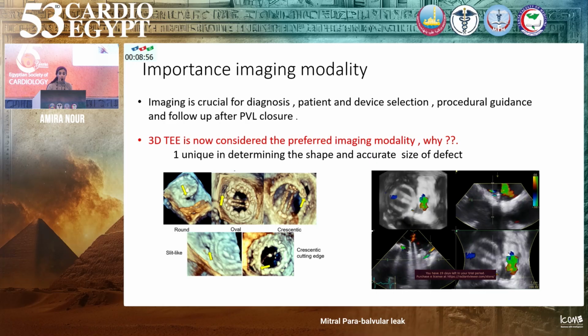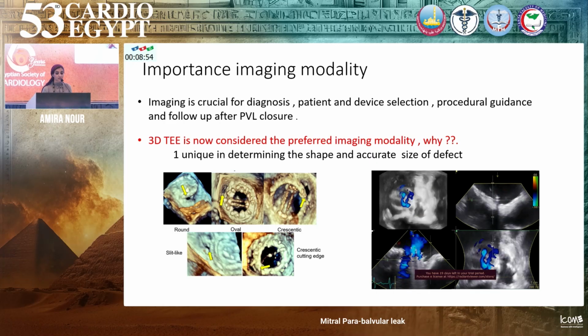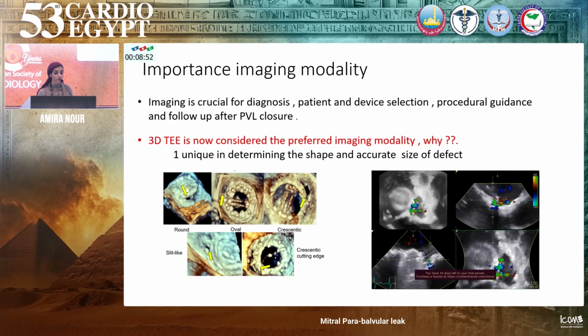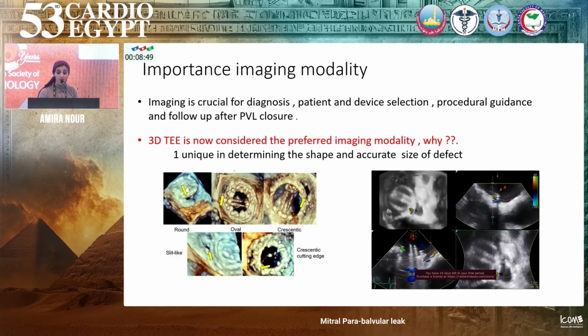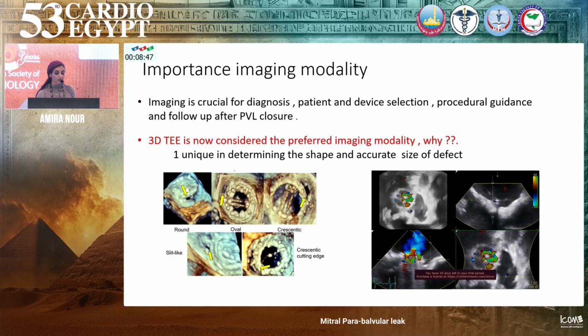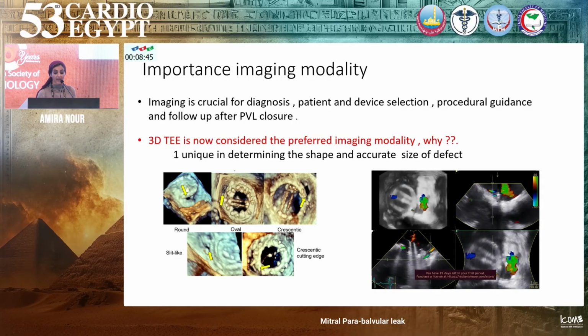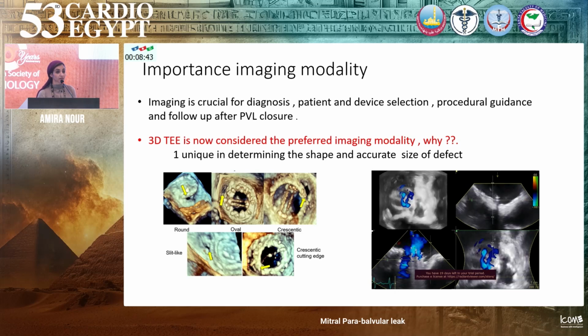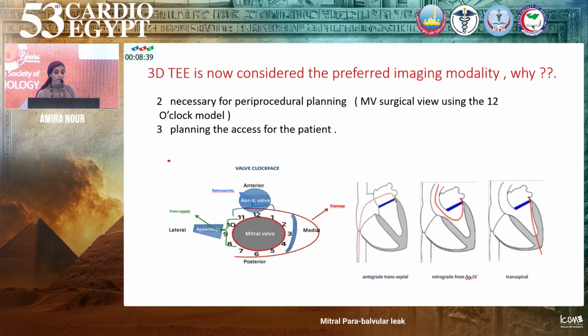Moving to the imaging modality, of course, 3D TE is the gold standard imaging modality for assessment of paravalvular leaks for its unique character in determining the accurate size of the defect and the shape, which is crucial for device selection. And also, it is necessary for the peri-procedural planning as the TE helps you to get the mitral valve surgical view, which is the 12 o'clock model. And consequently, it helps you to plan your access.